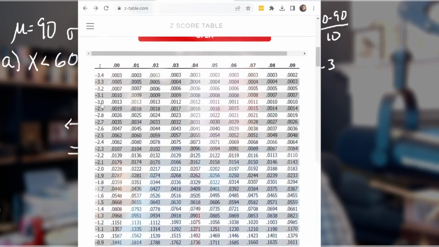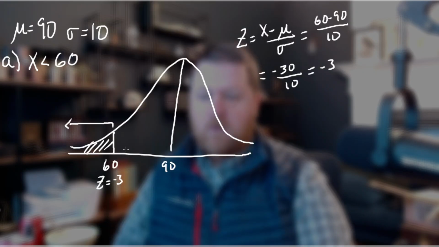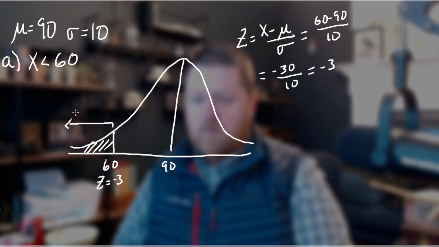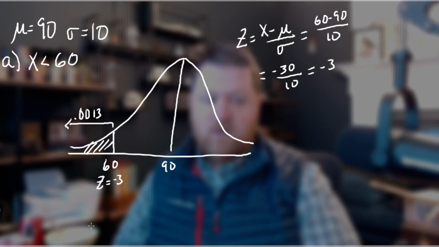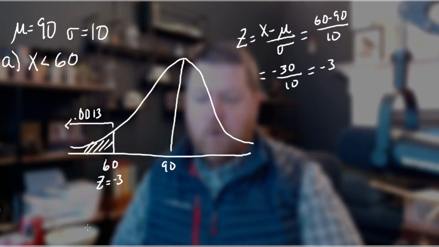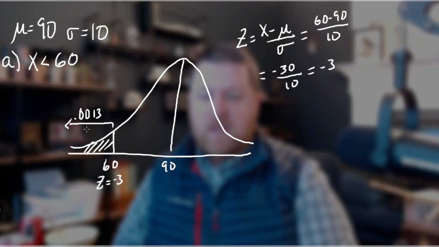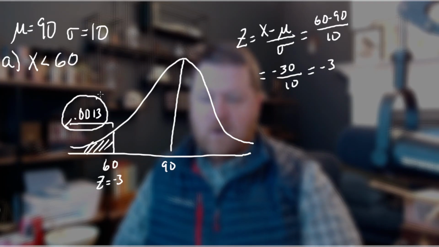And we're going to go look at negative 3. Negative 3 has an area to the left of it of 0.0013. So let me write that over here. 0.0013 is the area to the left. Got that? That's step 3. Step 4, using the area that we got out of the table, how do we use that to find the area here? It's the same area. So yay, this is our answer.